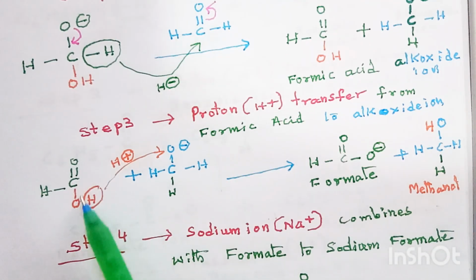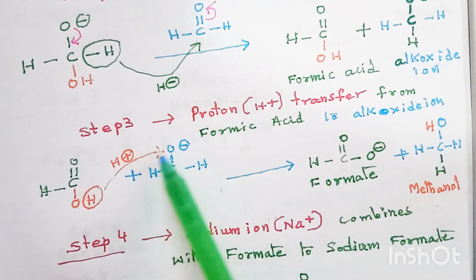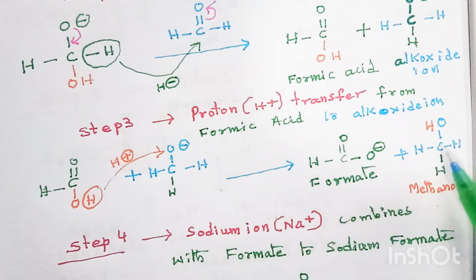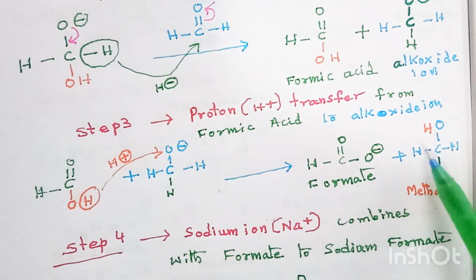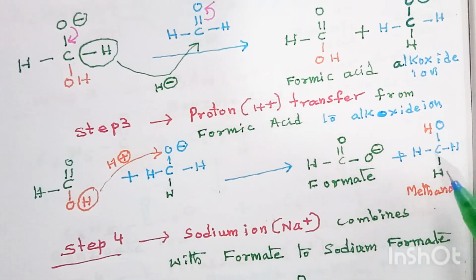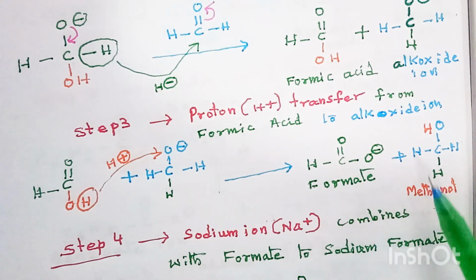This hydrogen atom leaves the bonded electrons behind and migrates as H plus ion, that is proton, to this negatively charged oxygen atom. As a result of which we get methanol, that is CH3OH. This is methanol. It is nothing but the reductive product, because hydrogens are being added here. So it is a reductive product.